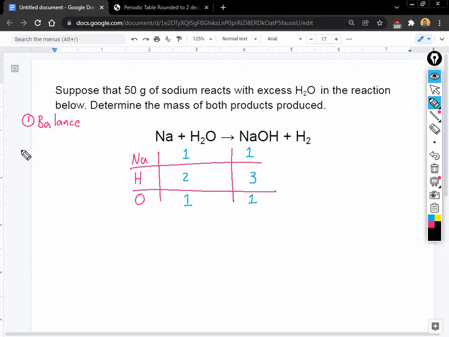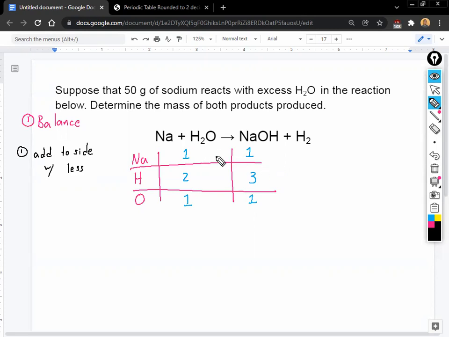Okay, so what we want to do is the rules for balancing. The first rule is you want to add to the side with less. Okay, so if you guys don't know how to balance, make sure you guys write this down somewhere. You want to add to the side that has less or fewer of that element.